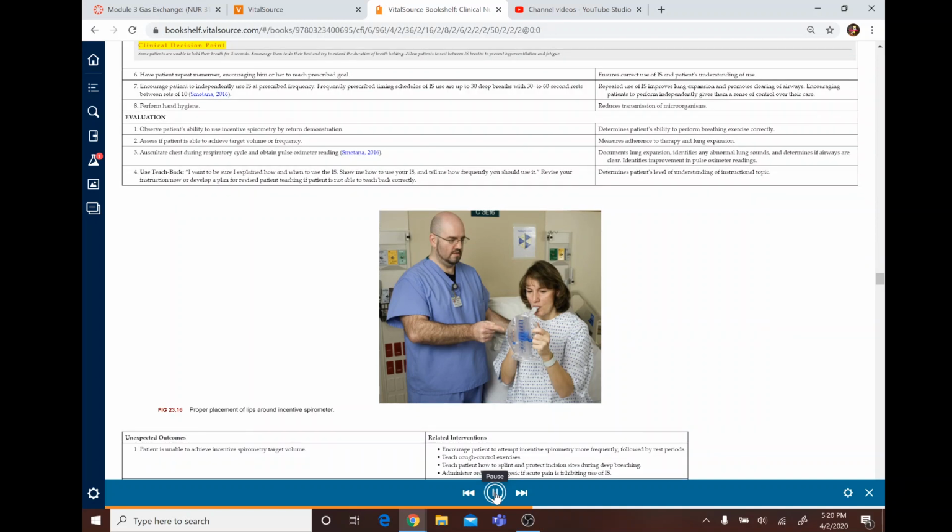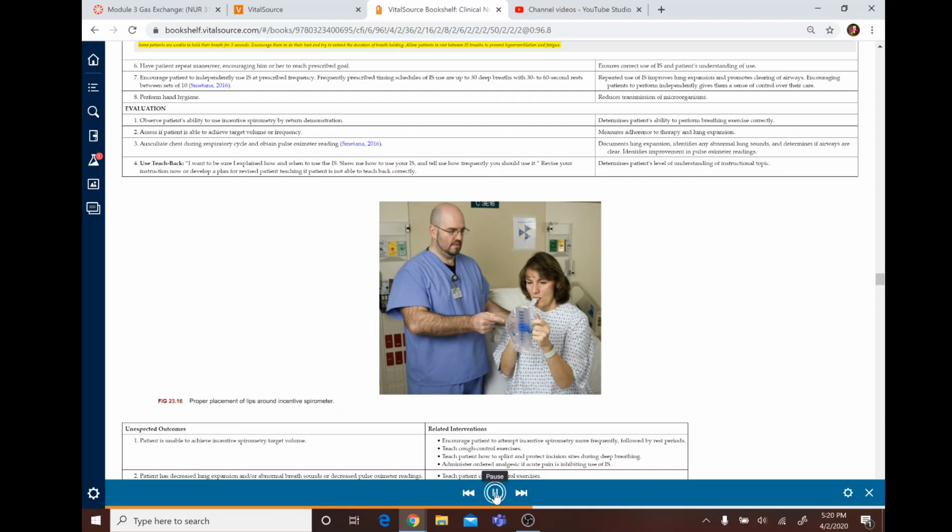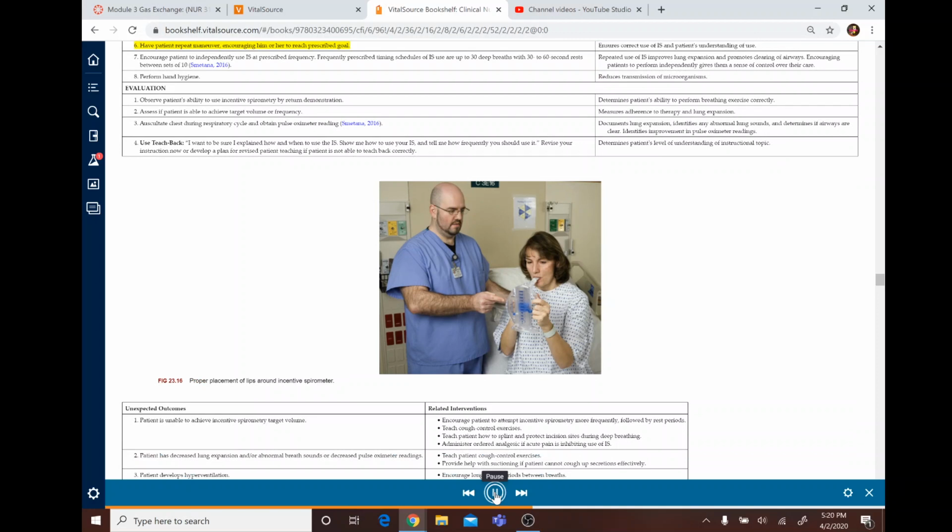Clinical decision point. Some patients are unable to hold their breath for 3 seconds. Encourage them to do their best and try to extend the duration of breath holding. Allow patients to rest between IS breaths to prevent hyperventilation and fatigue. 6. Have patient repeat maneuver, encouraging him or her to reach prescribed goal. Ensures correct use of IS and patient's understanding of use.